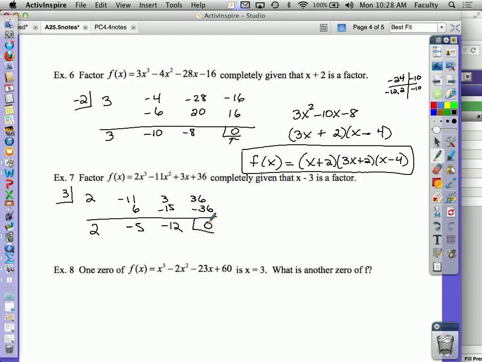That means x minus 3 is a factor. So here's a helpful suggestion. If you do this and it said x minus 3 is a factor and you got, say, 2 in here or some other number, you've made a mistake somewhere and you need to go fix it. All right, so now I'm getting 2x squared minus 5x minus 12. All right, now go ahead and factor that.